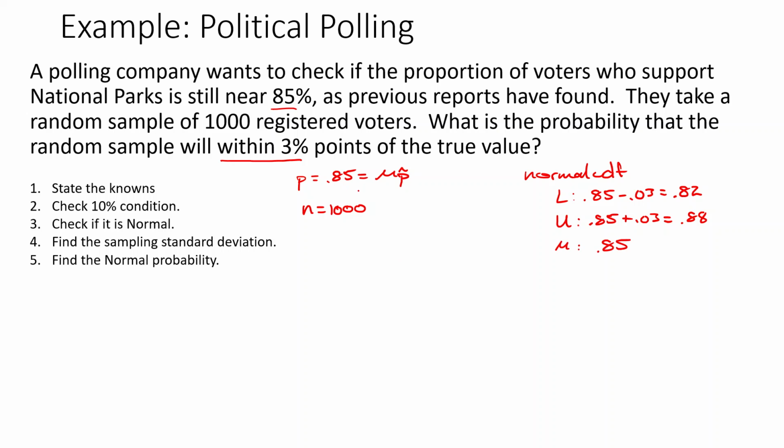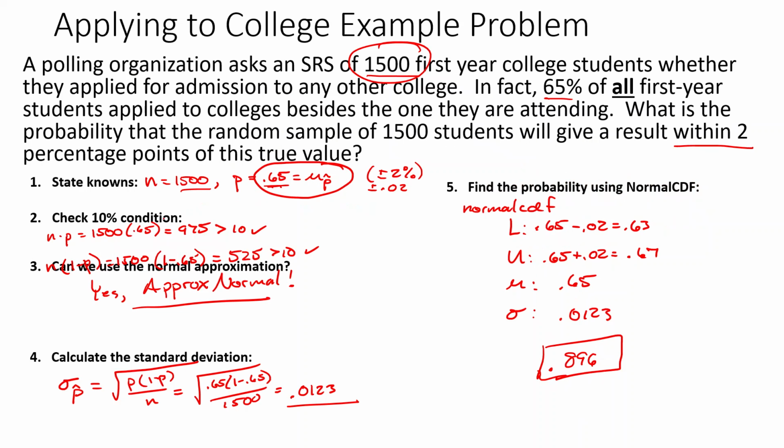But wait, we should probably check some conditions. I don't know if we checked this last time, but I don't think we did. The 10% condition. Yeah, I didn't check that. So n equals 1,500 is less than 10% of all college freshmen. That should make sense, our sample is always going to be less than the 10%. It's pretty much always true, but we should say it somewhere.